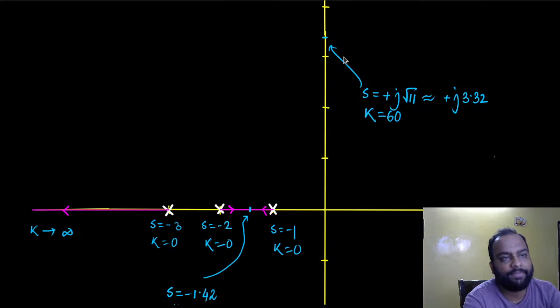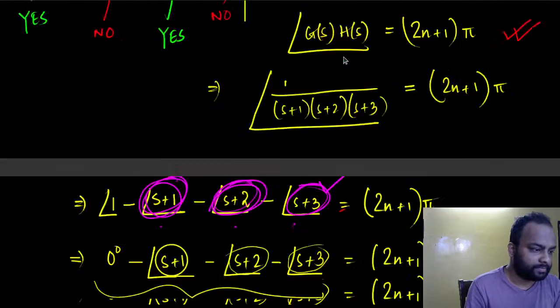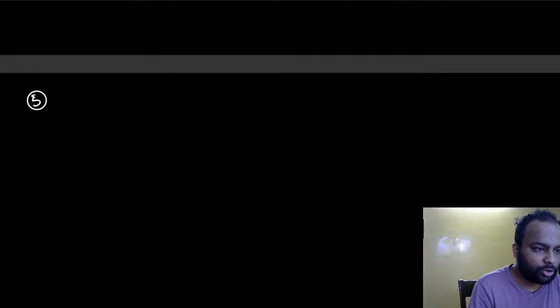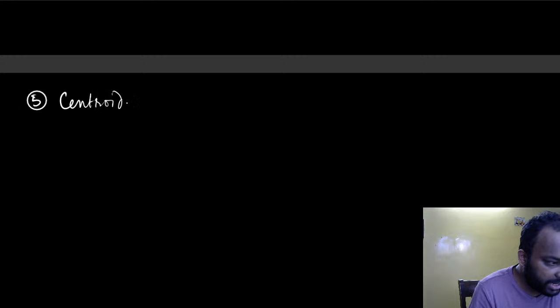That idea actually comes from a slightly more involved understanding of root locus, and let's talk about that. Rule number 5 talks about centroids and asymptotes. Centroid and asymptotes.